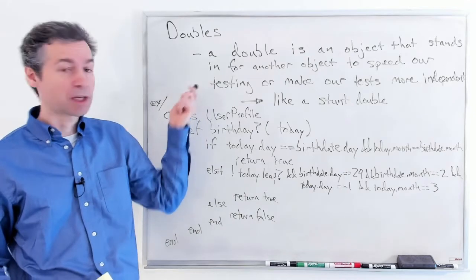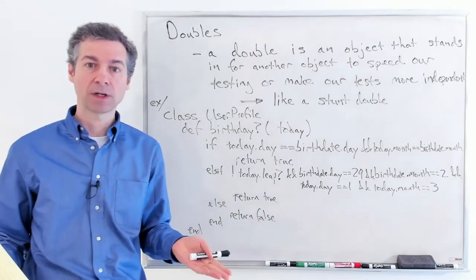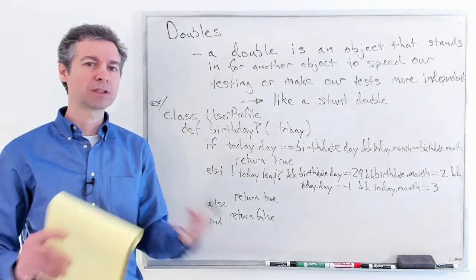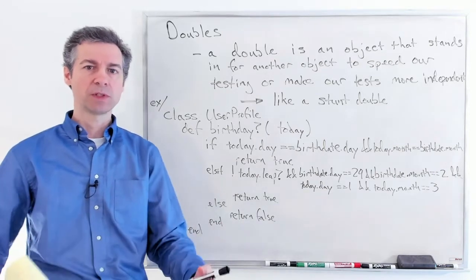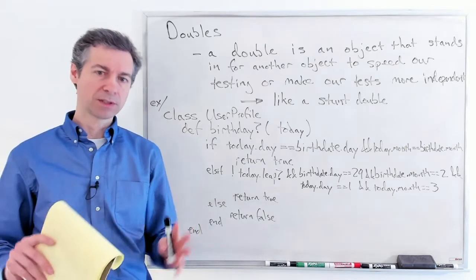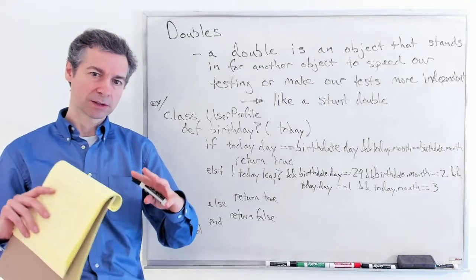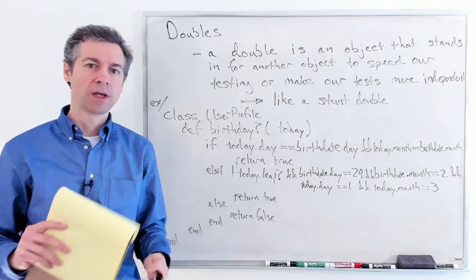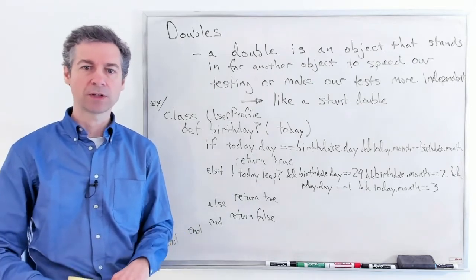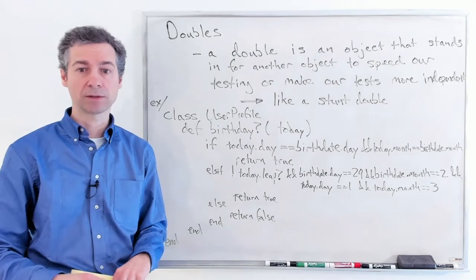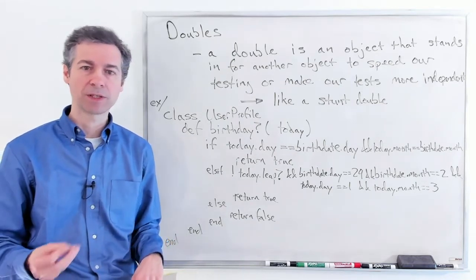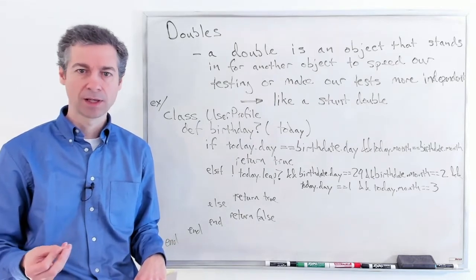So we want to be able to have doubles for our testing because there's going to be times when we don't really want to engage with the other objects. We want to focus our unit testing on a narrow set of code, and we don't really want to deal with the other objects because we want our tests to be independent, and we also want them to be fast.